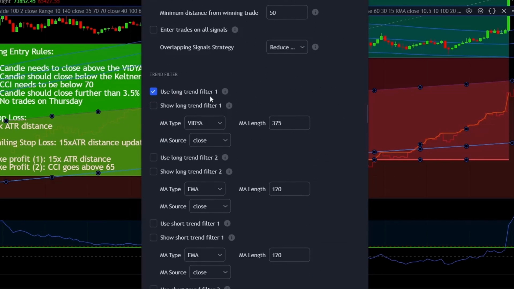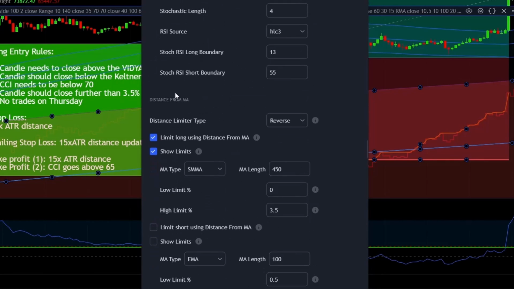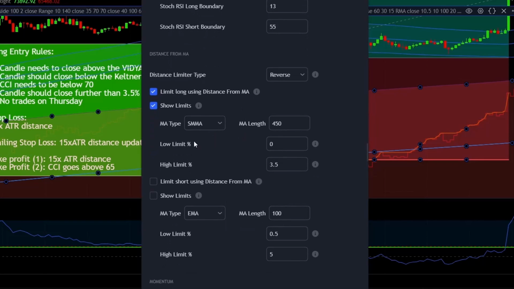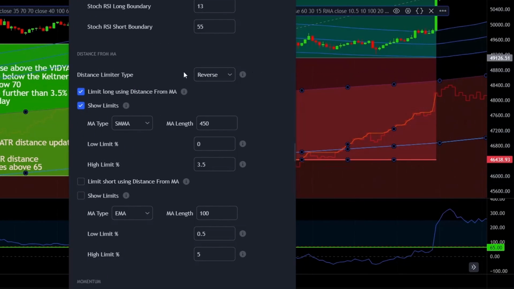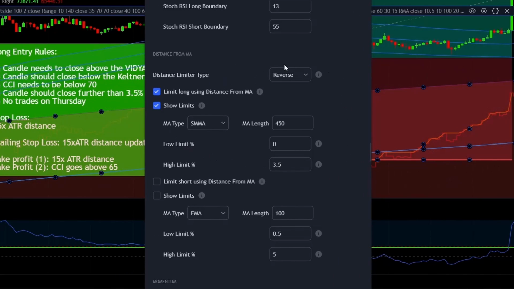I am using a long trend filter, which is the Vidya set to 375 length with a close source. And here is the last filter, the distance type limiter, which is this red band. I won't explain exactly how this works. Again, I will leave a link down in the description for the full premium script tutorial video, where you can learn everything about these scripts.